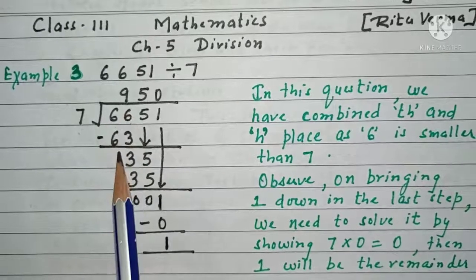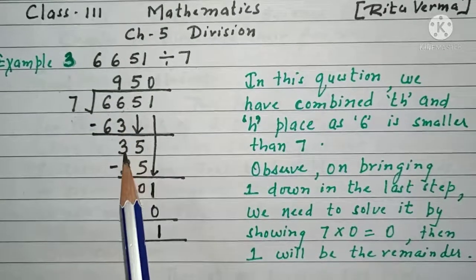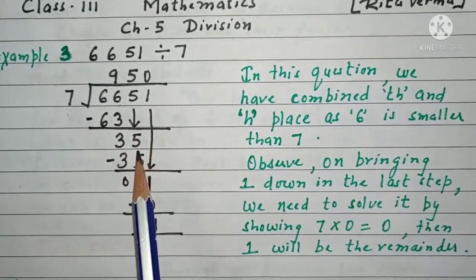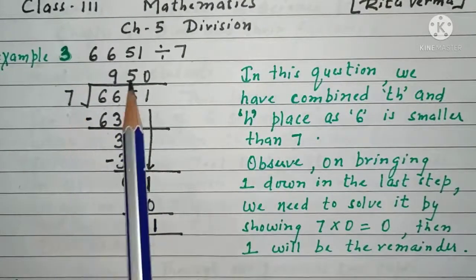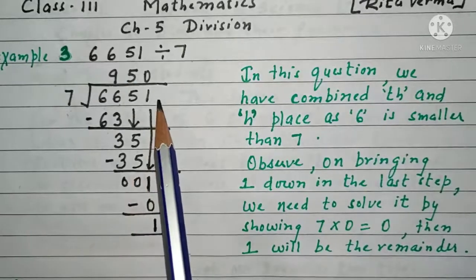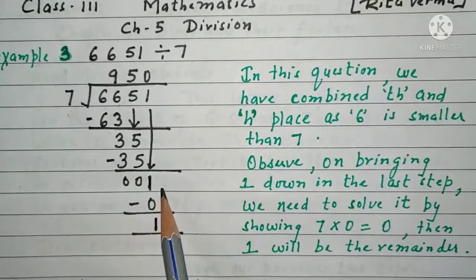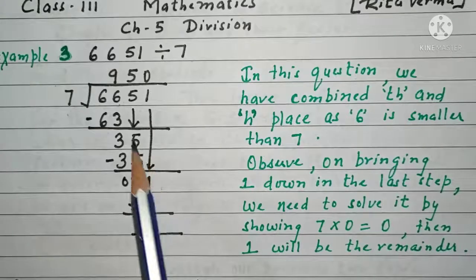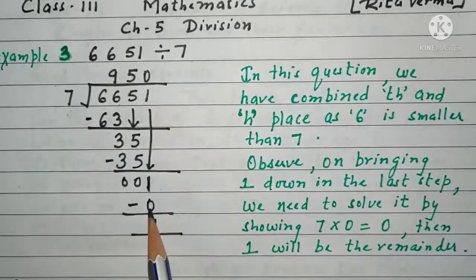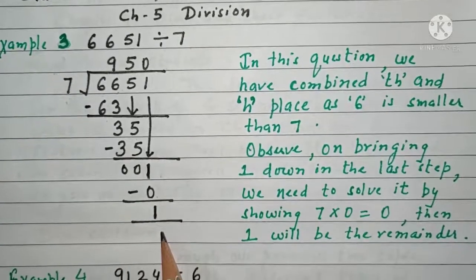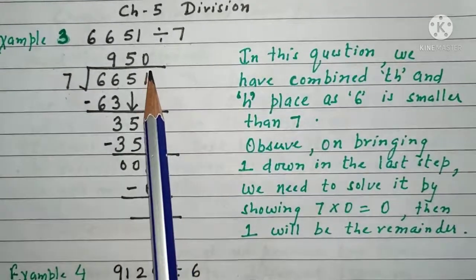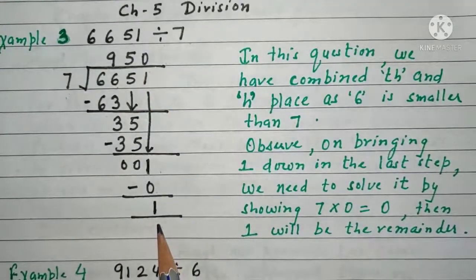7 nines are 63. 6 minus 3 is 3. Putting the tens place down, 35. 7 fives are 35. Putting 1 down now. As we are having only one number here, so it would be 7 zeros are 0. So 1 minus 0 is 1. So here the quotient is 950 and the remainder is 1.